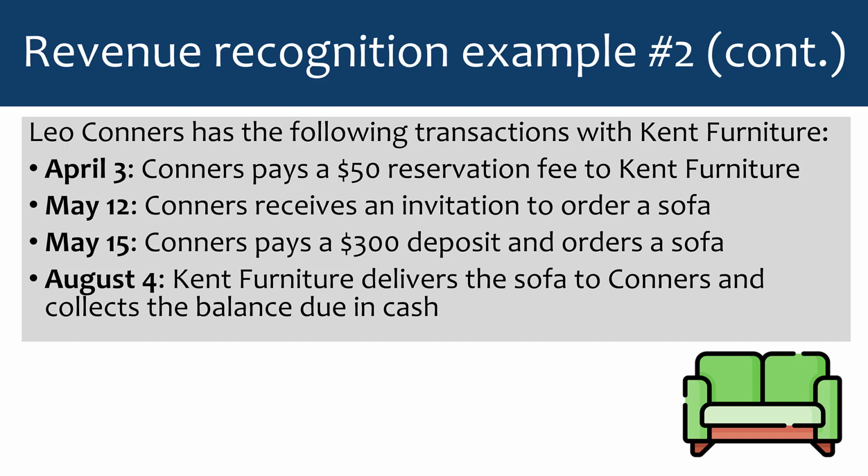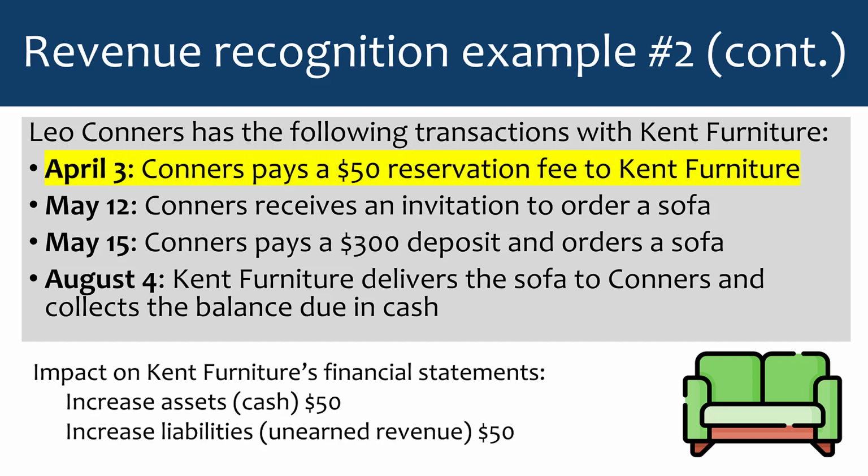So the first date, April 3rd, let's look at the impact. April 3rd, Connors pays a $50 reservation fee to Kent Furniture. The impact on Kent Furniture's financial statement on April 3rd is to increase assets for the cash it received and to increase liabilities or unearned revenue for the $50. That's that reservation fee. It's refundable. They haven't earned anything yet. They haven't delivered anything yet. So let's go on to the next date.